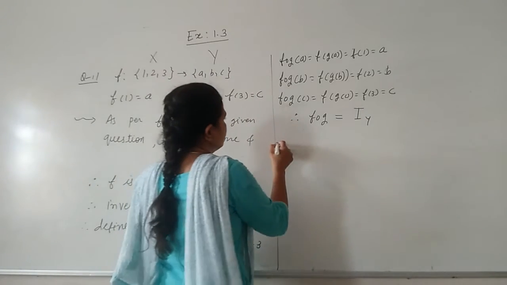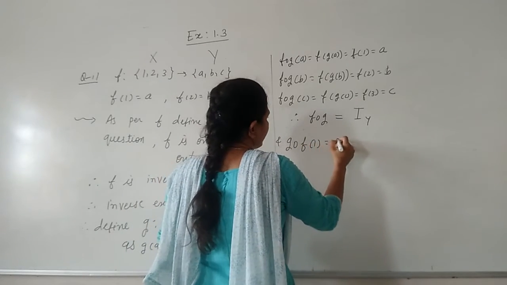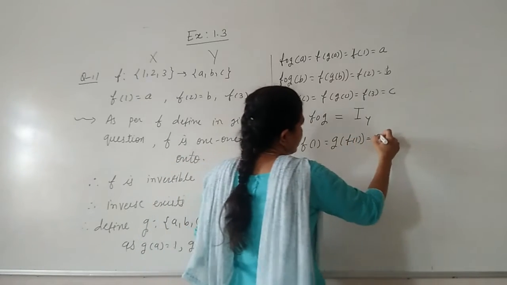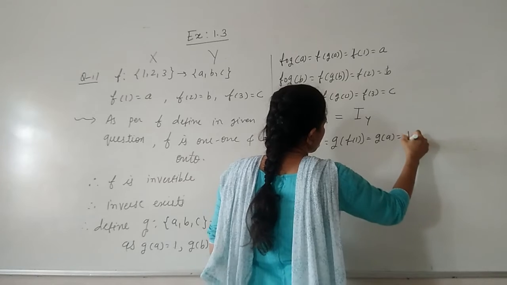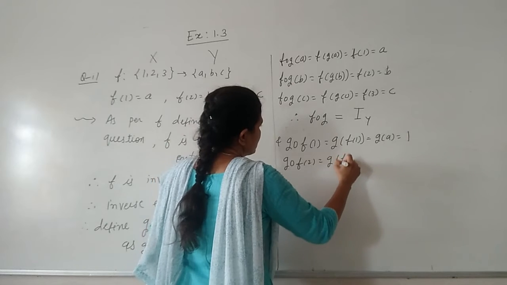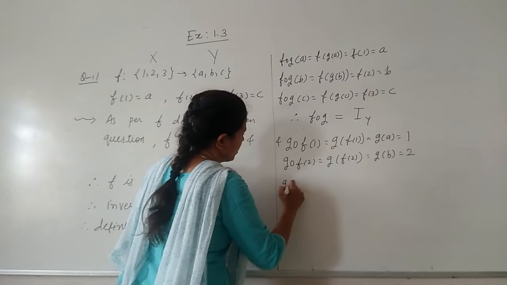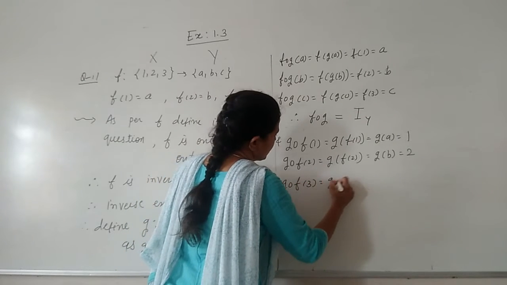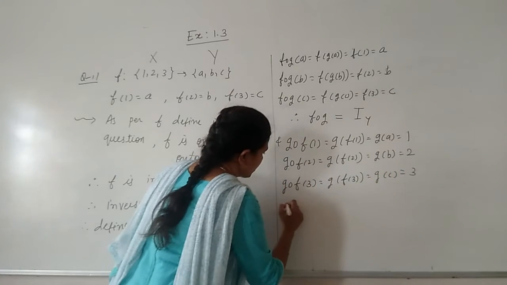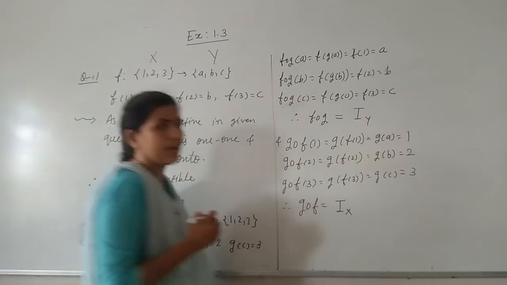Okay, and g composition of f. So g composition of f, that is g of f of 1. What is f of 1? You can see the definition, this is a, so g of a, and what is g of a? 1. Similarly, g of f of 2, that is g of b, that is equal to 2. G of f of 3, that is g of c, that is equal to 3. So therefore you are getting g composition of f is identity on X.